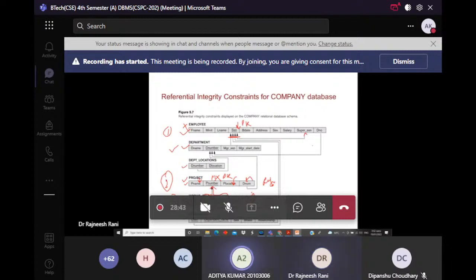What is the concept of a foreign key in its own table? Do you have any idea from this particular employee schema, super SSN?